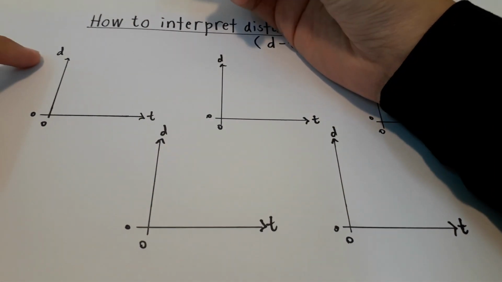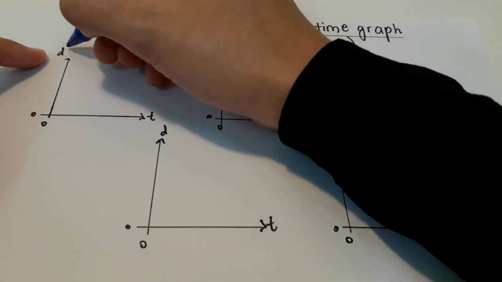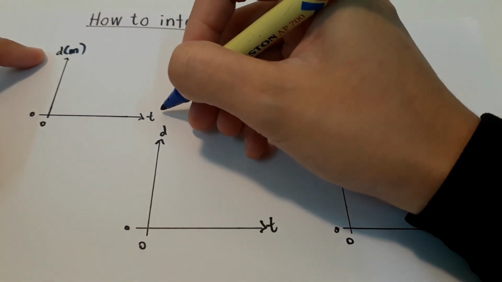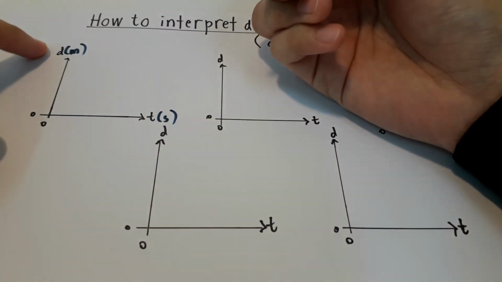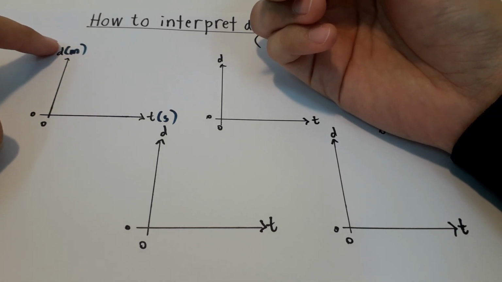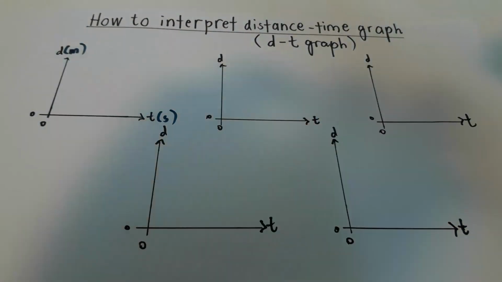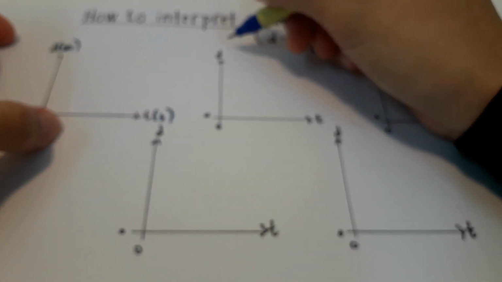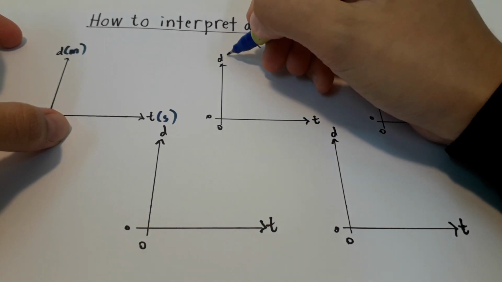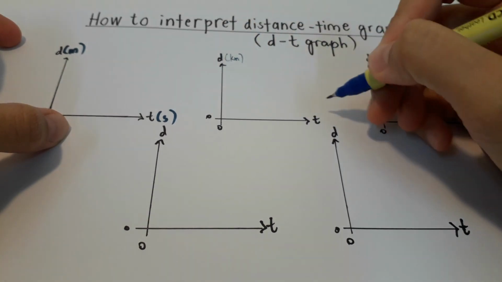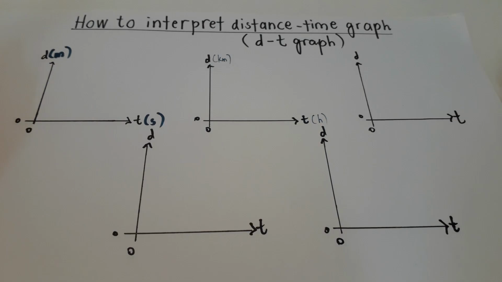For distance, normally the unit that we're going to use is meter. For time it is second. The SI unit for distance is meter, and the SI unit for time is second. But we can also have distance in kilometer and time in hour. In this video, we're going to discuss basically 5 normal shapes that we can find under a distance-time graph.